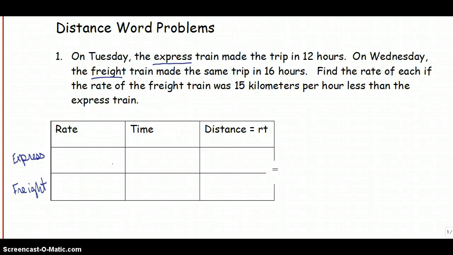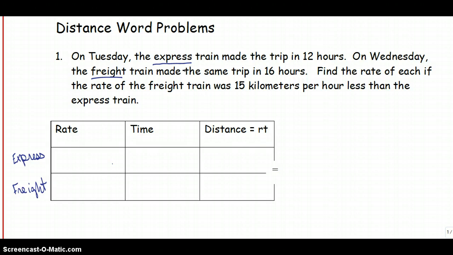At distance word problems. Let's look at the first one. On Tuesday, the express train made the trip in 12 hours. On Wednesday, the freight train made the same trip in 16 hours. We're going to find the rate of each if the rate of the freight train was 15 kilometers per hour less than the express train.